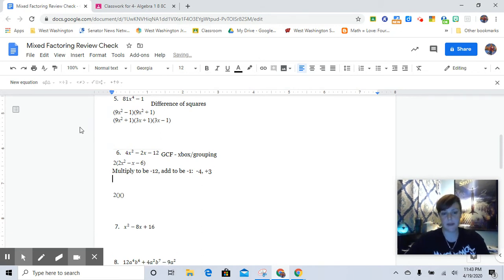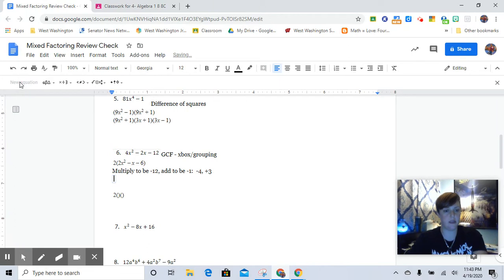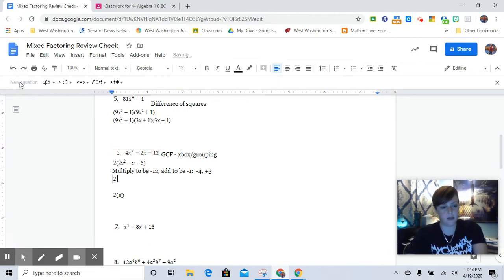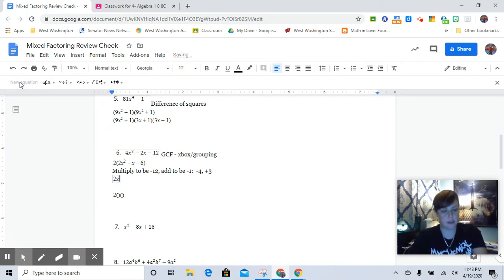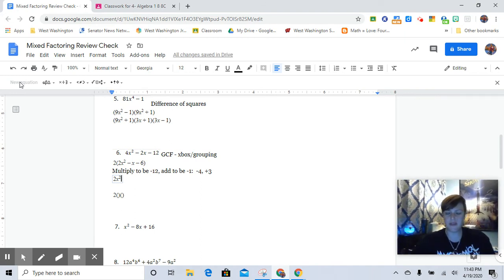Negative 4 and positive 3, because negative 4 plus 3 is negative 1. And then you multiply them. Obviously, it's negative 12. So whenever we go to write this, it's going to be 2x squared, and I would put the 4 next to that because 2 and 4 have something in common. So minus 4x plus 3x, and then the last term is minus 6.